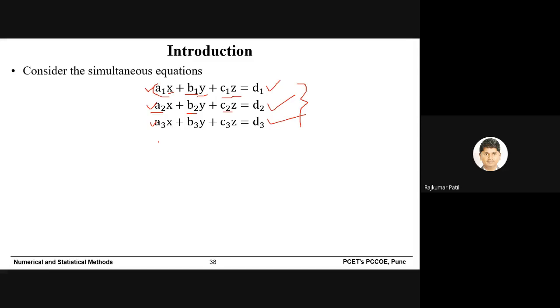And the first important requirement to get the solutions or calculate the unknowns is, if there are three unknowns, then there should be three equations. If there are four unknowns, there should be at least four equations. So if there are n unknowns, then there should be at least n equations. So this is the general thumb rule to solve such type of equations.